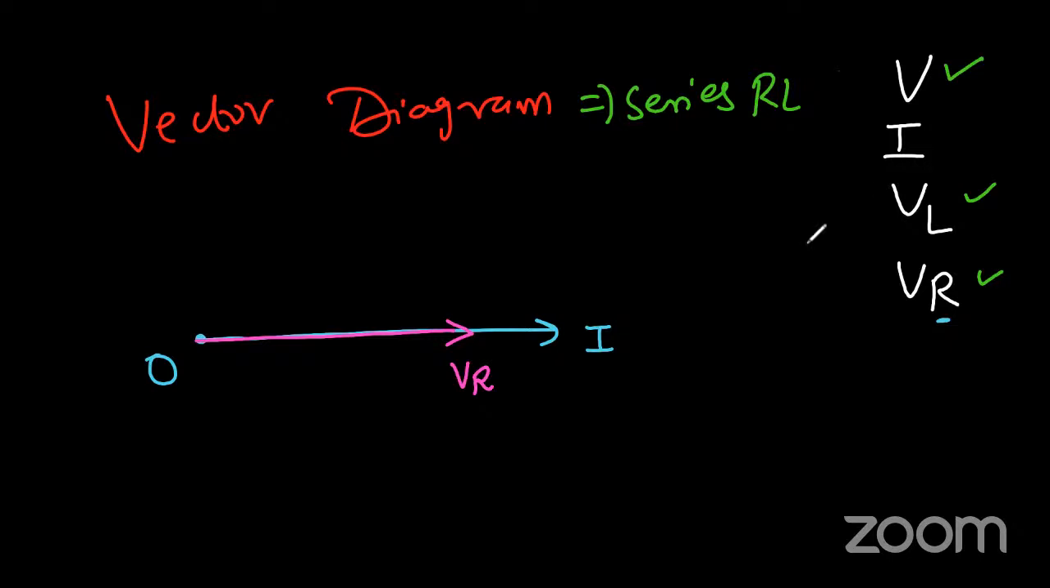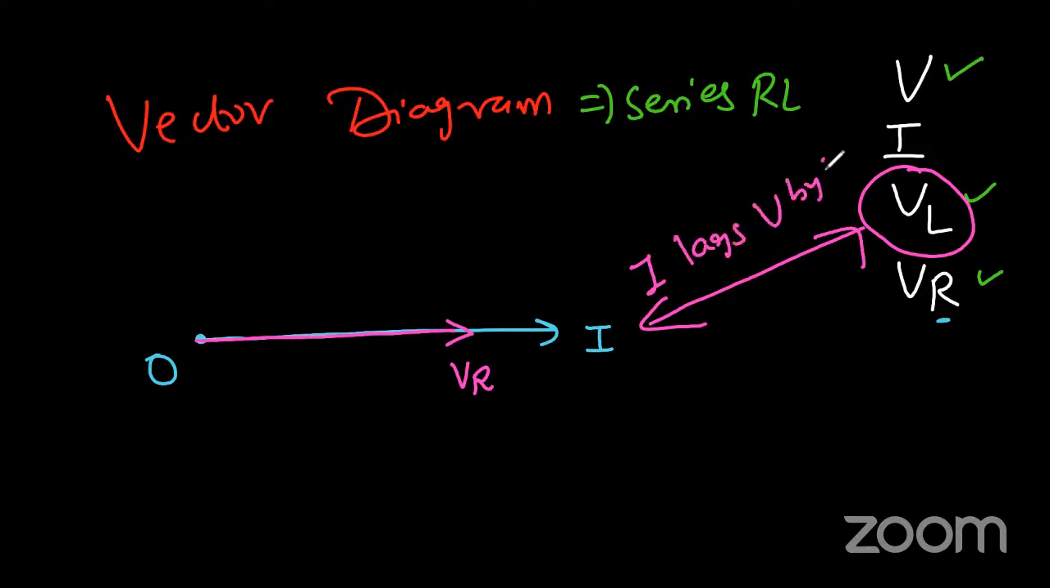So VL means voltage across inductor. In the inductive circuit, I lags V by 90 degrees, right? In inductor circuit, current lags V by pi by 2. But here I have already drawn I, so what do I have to draw? VL. We cannot change I, so we'll change the sentence. I lags V. How can I say this differently? V leads I by pi by 2. Same, right?